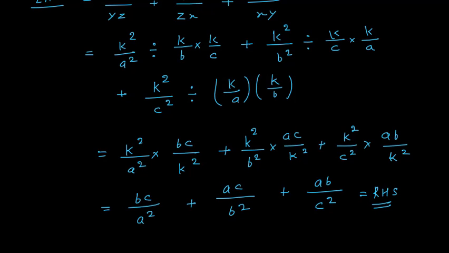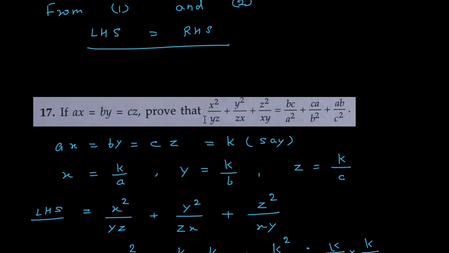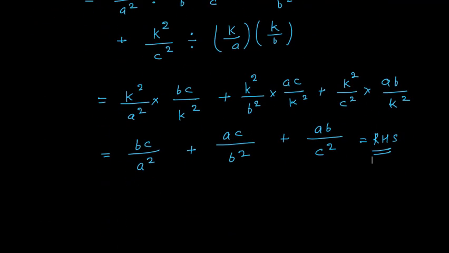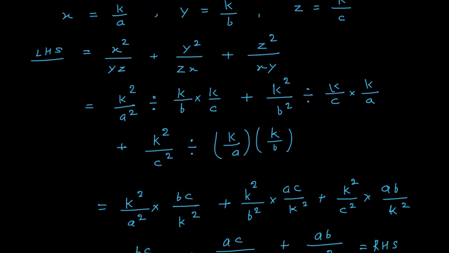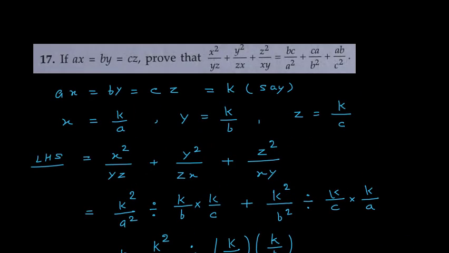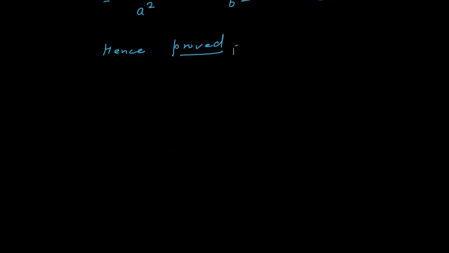See, this is only your RHS. Your right hand side is bc/a², ca/b², and ab/c². So LHS is equal to RHS, hence proved. Quite easy. So this k method is an easy method to solve problems like this. Okay. Chaliye, let us now move to question number 18.